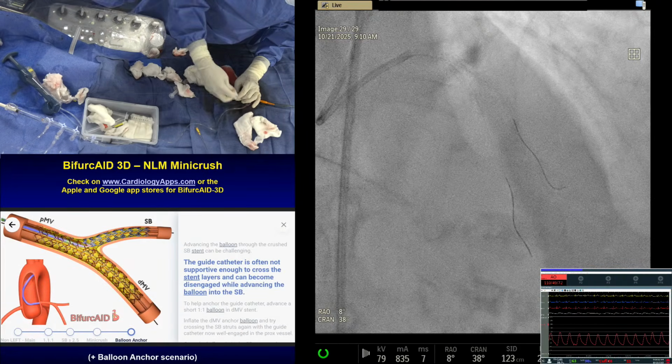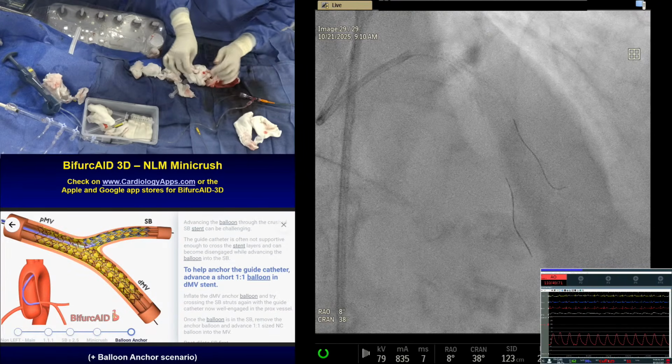So bread and butter bifurcation case brings up sophisticated audiences.